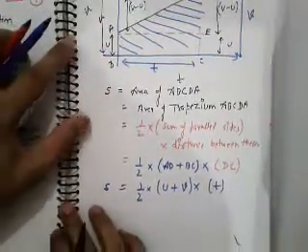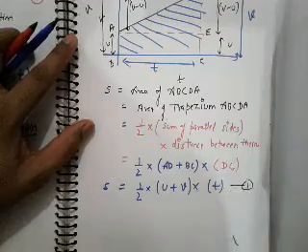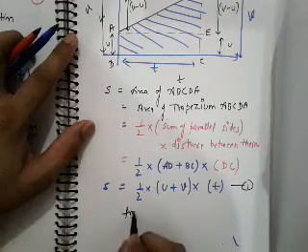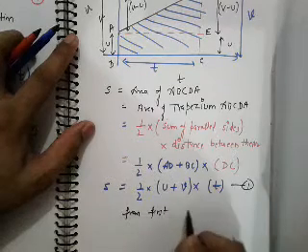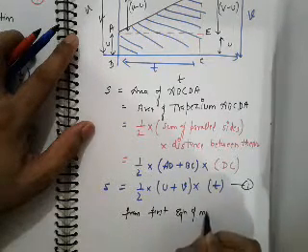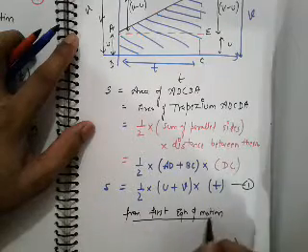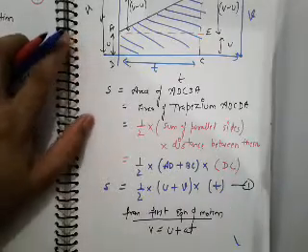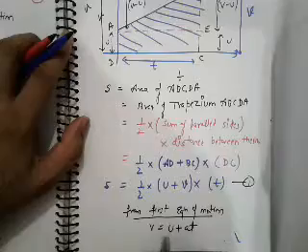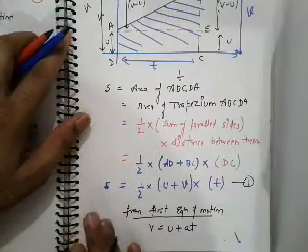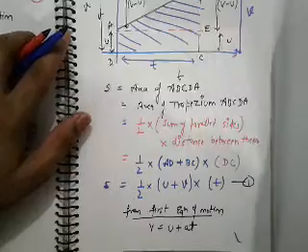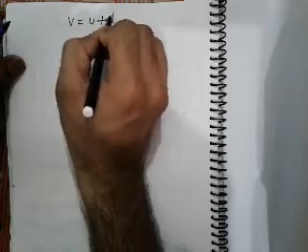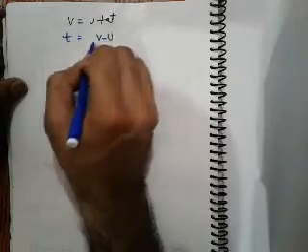Time is not available, so that's why I am going to take help from the first equation of motion. What is the first equation of motion? V is equal to U plus AT. This is the first equation. So try to find the value of T from the first equation of motion. V is equal to U plus AT, so the value of time is V minus U upon A.